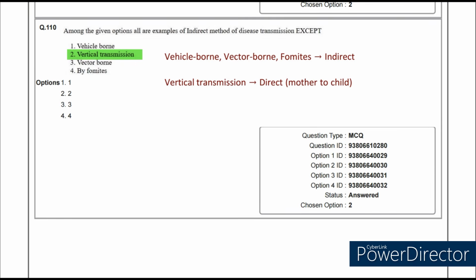Vertical transmission comes under direct transmission, a simple example being from mother to child. Indirect transmissions include vehicle-borne or vector-borne diseases.